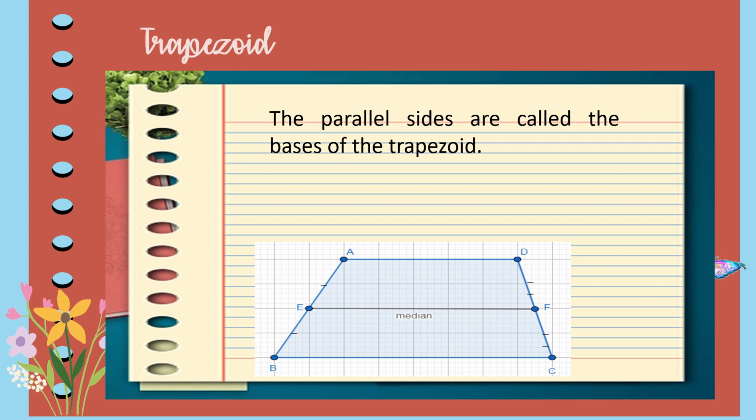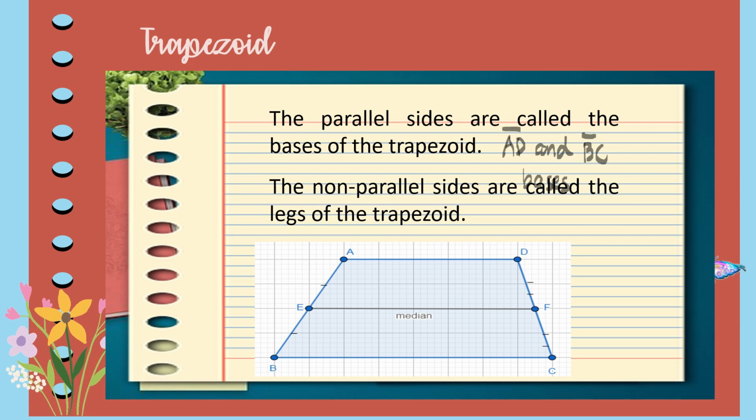The parallel sides are called the bases of the trapezoid. So in the given, AB and CD are the parallel sides. Therefore, AB and CD are the bases of the trapezoid, while the non-parallel sides are called the legs of the trapezoid. So therefore, AD and BC are the legs of the trapezoid.